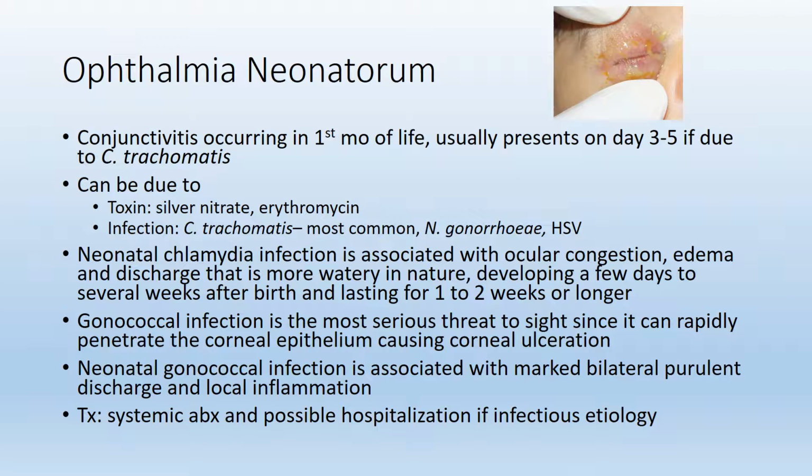Ophthalmia neonatorum refers to a conjunctivitis that occurs within the first month of life. It's most commonly related to a chlamydial infection, and that usually presents by day 3 to 5 of life. Other causes include toxins such as silver nitrate or erythromycin, and other infectious causes include gonorrhea and HSV.